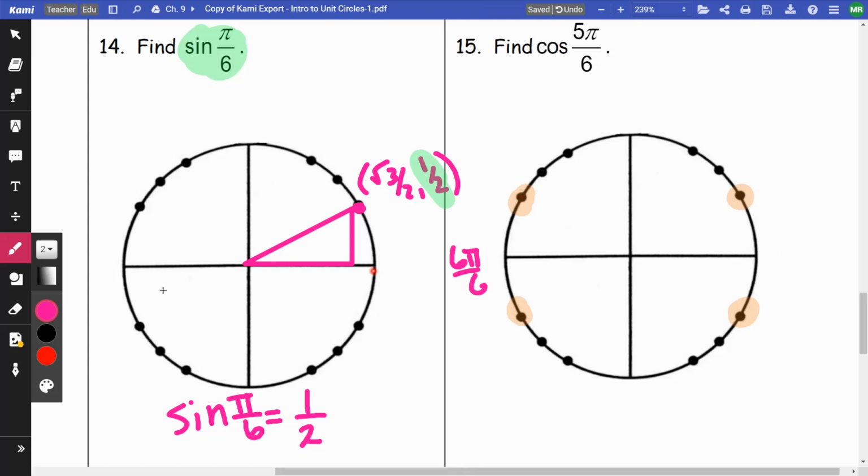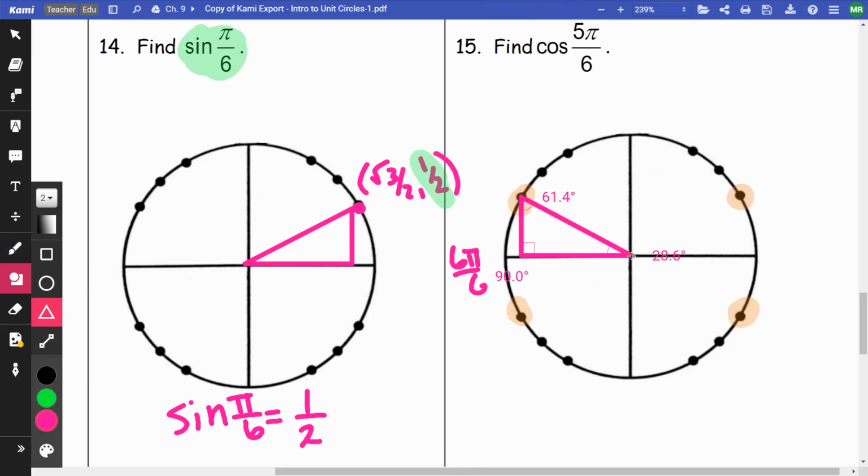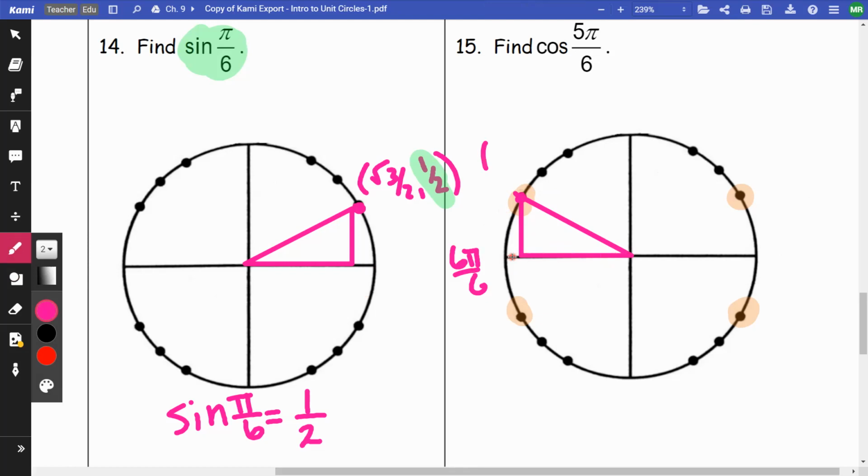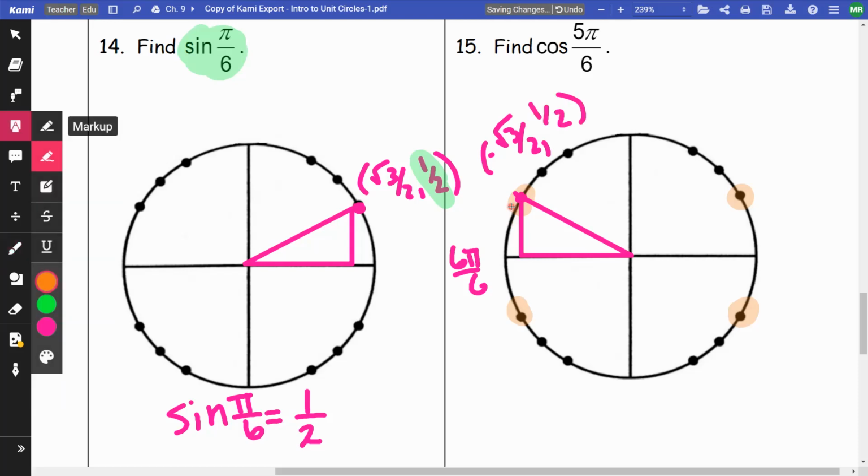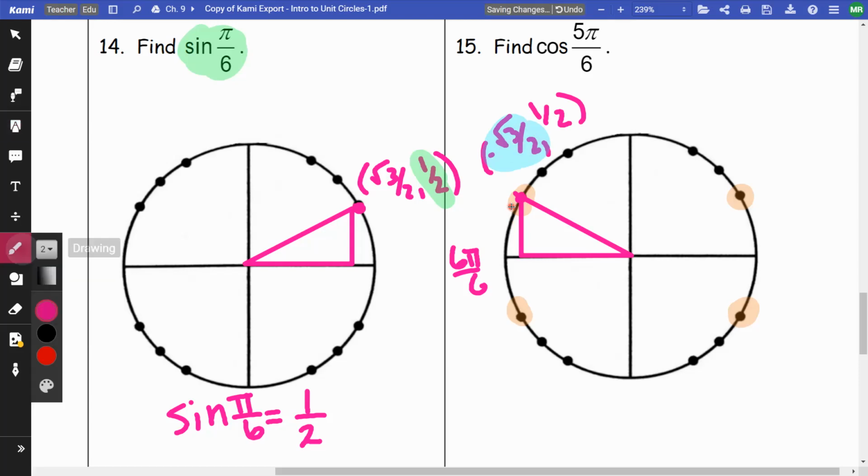So I'm going to grab a triangle, and I'm going to start here and drag it to the origin. And the coordinates for this point, this is my long, this is my short. So this is going to be -√3/2, comma, my short, which is 1/2. And if I'm dealing with cosine, cosine is my x coordinate. So my cosine of 5 pi 6 is equal to -√3/2.